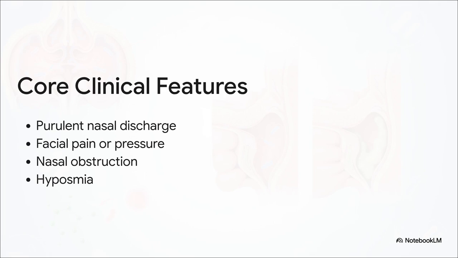You'll see purulent nasal discharge, which could be draining anteriorly out the nose or posteriorly right down the throat. You'll hear about facial pain or heavy pressure, typically localized to the maxillary or frontal regions. They'll describe a feeling of severe nasal obstruction and hyposmia, meaning a reduction in their sense of smell.